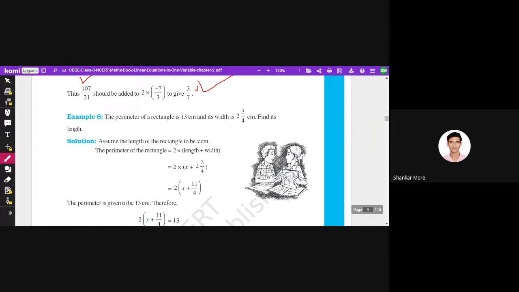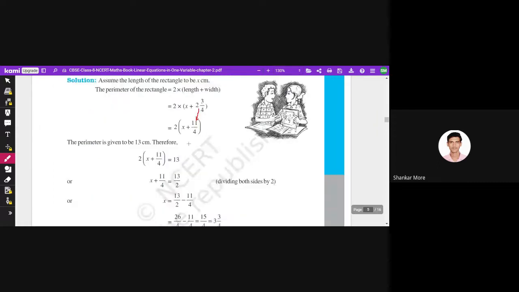So to find the length, we will consider the length as x. So 2 into (x plus 2 and 3/4). This 2 and 3/4 can be written as 11/4, right? And how is it done? 2 into 4 is 8, 8 plus 3 is 11, and in the denominator 4 stays as it is. So 2 into (x plus 11/4). This is 2 into (length plus width), and on the left hand side we should have the perimeter, that is 13 centimeters.